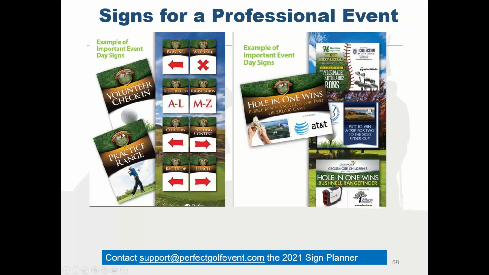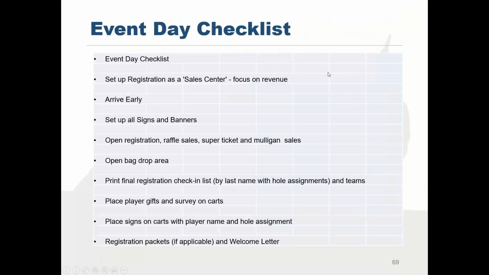And you can see the types of signs that I have are volunteer check-in. Where's the practice range? Where's parking? Where's the welcome area? Registration's divided. You got arrows going each way. Make them feel comfortable. And again, when they pull up and they see all this, they go, these people really know what they're doing. They must know how to use the money that we're giving them to support it. So signs are good for a professional event.